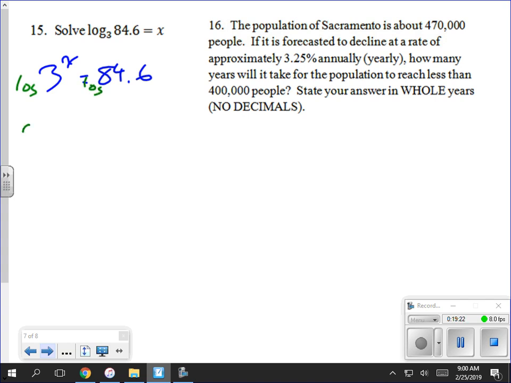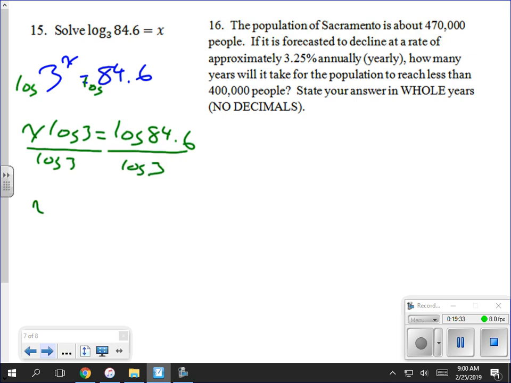And I bring the power down out front, so I get x log 3 is equal to the log of 84.6. Divide both sides by the log of 3. X equals the log of 84.6 over the log of 3. X equals, and I get 4.040. Or 4.039. Cut it off around there, either one.